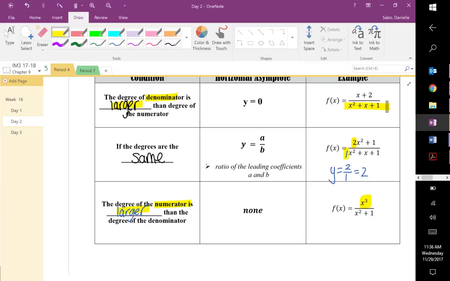Think, if the denominator is bigger, see, denominator, then you're going to have y equals 0.